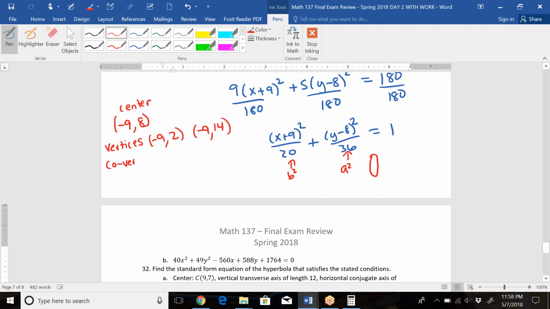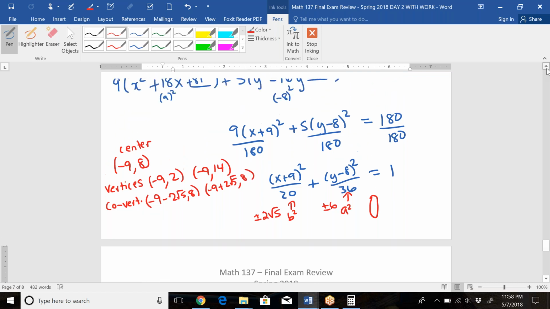Our covertices have to do with the square root of 20, which would be 2 square root of 5 that we're going to add and subtract. And that has to do with the x value, the other variable. So negative 9 minus 2 square root of 5, comma 8, and negative 9 plus 2 square root of 5, comma 8. We're not graphing these, so it's okay that they're radicals.